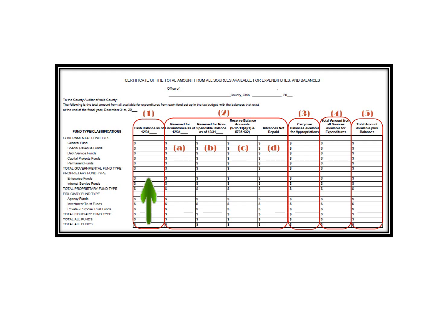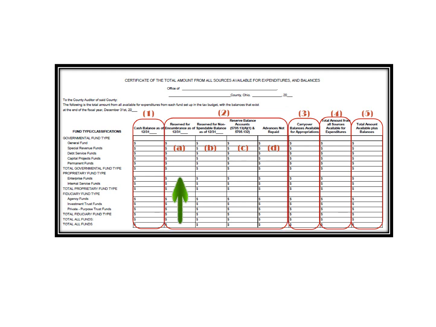In column 1, the fiscal officer enters the cash balance of each fund as of December 31st. The area designated as 2 is made up of 4 columns. These columns represent various adjustments to the cash balance to arrive at the resources available for appropriations in the new year. Let's look at these columns.